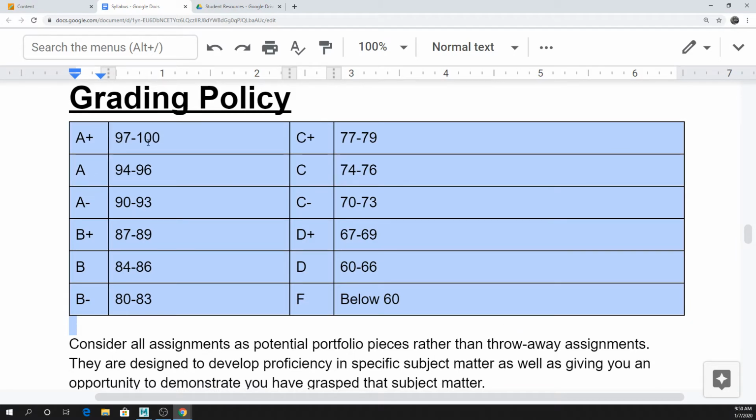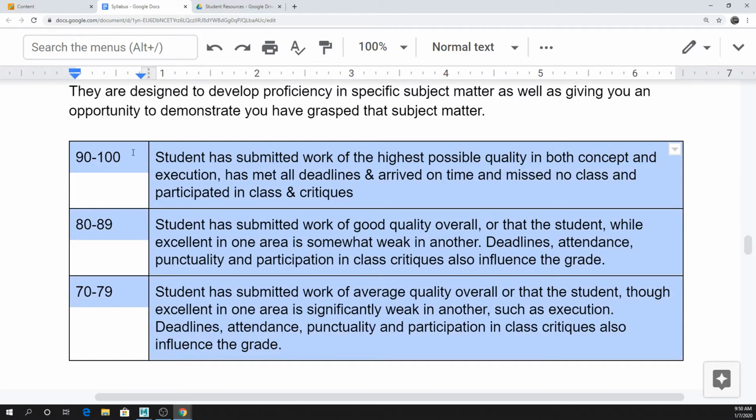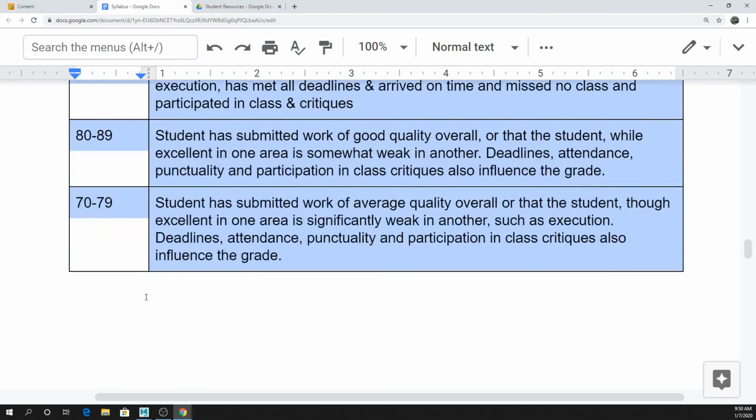Here's all the numerical grades, whatever your final grade is, translated into a letter grade. Letter grades are what are entered into the system at the end of the quarter. And then just a really rough breakdown of what qualifies as A work versus B work versus C work, etc.